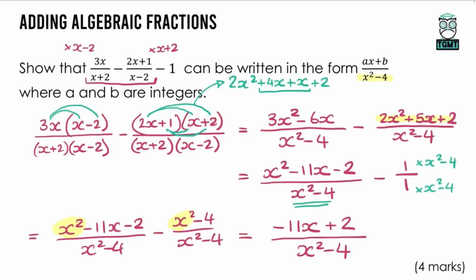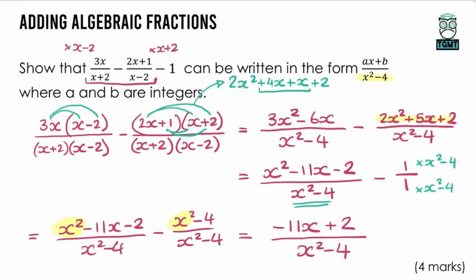Now, normally I would write that as 2 take away 11x on the numerator, but it wants it in the form ax plus b, so we'll leave it in that form there: minus 11x plus 2 all over x squared minus 4. Obviously a very large question there, lots to think about, lots of positives and negatives to be careful of. You can always use your calculator at any point for those positives and negatives, of course, if you're doing a calculator paper.